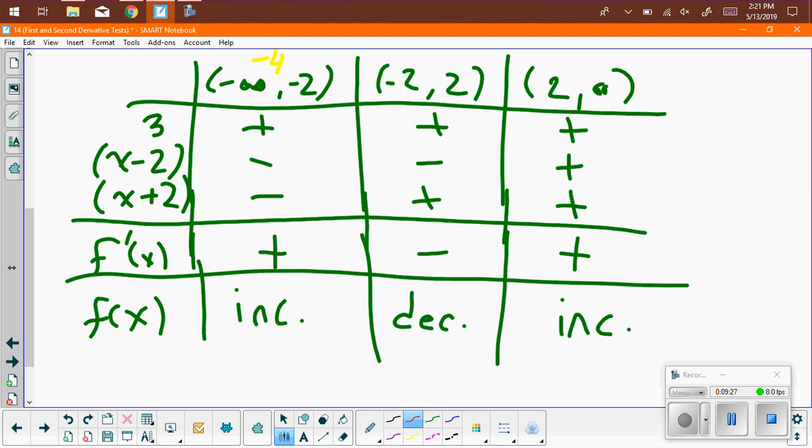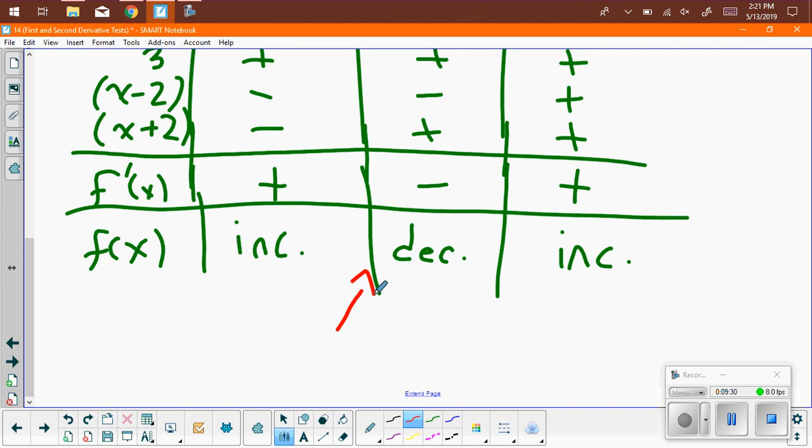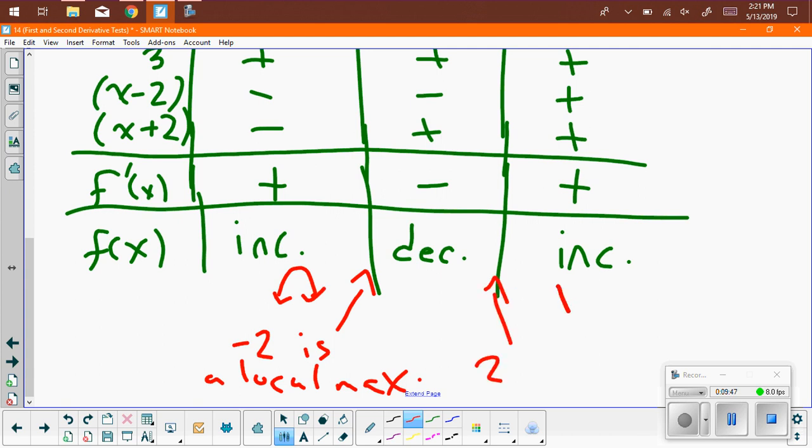So what happens at negative 2? At negative 2, it switches from increasing to decreasing. So negative 2 is a local max. It peaks there. It went from increasing to decreasing. At the other location, at 2, it's the other way. It switches from going down to coming back up. So 2 is a local minimum. And that's how that works. So again, you can use the derivative to find where it's positive and negative, which will help you decide where it's a local max or a local min.